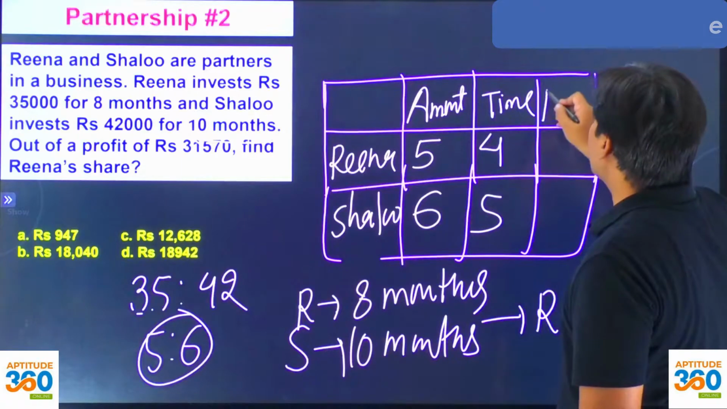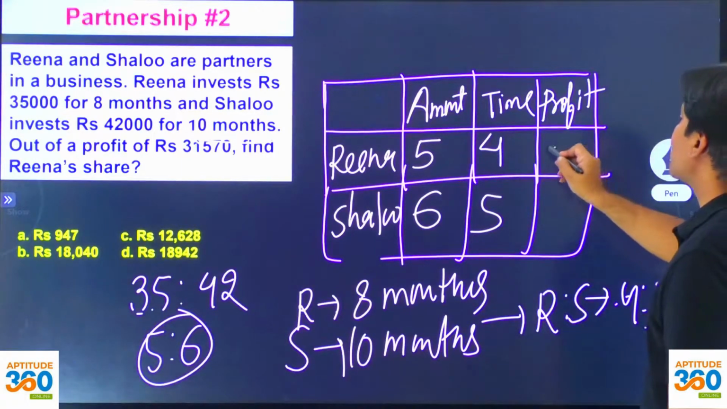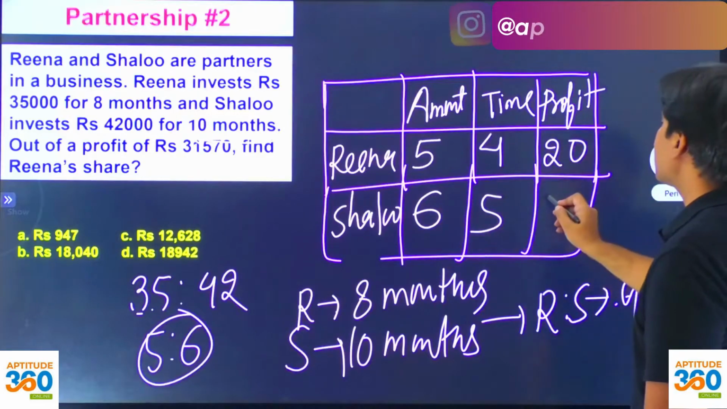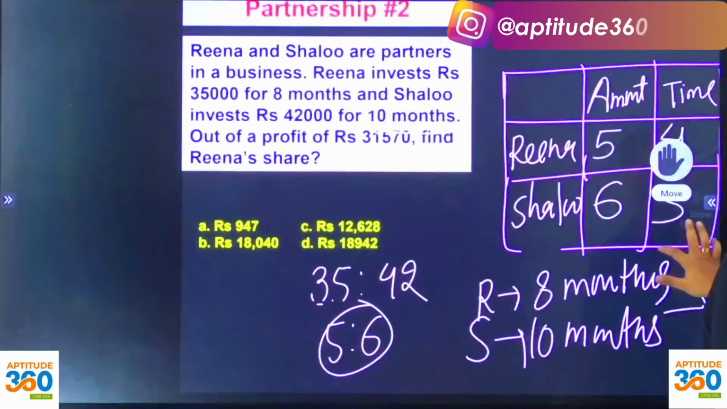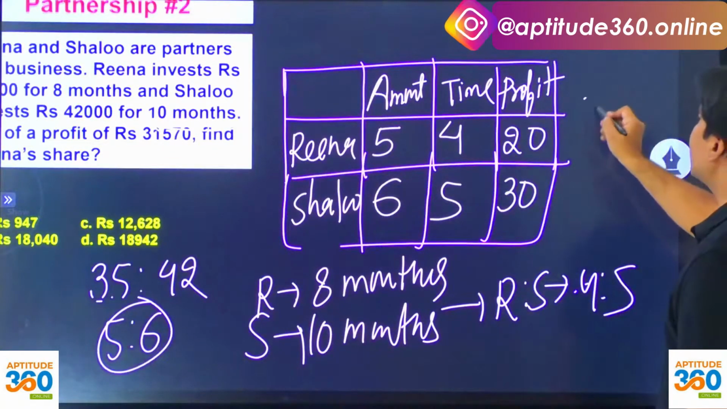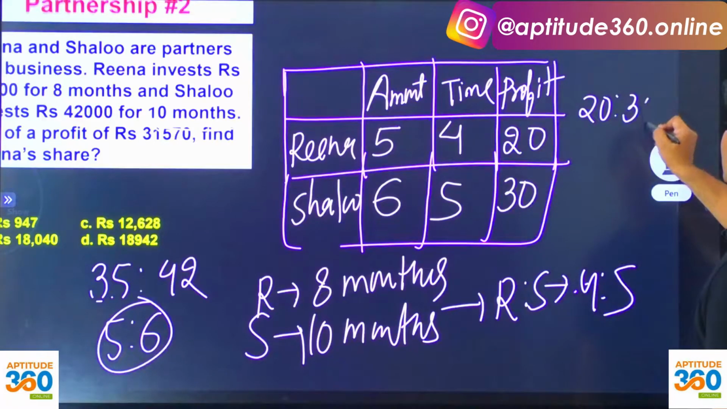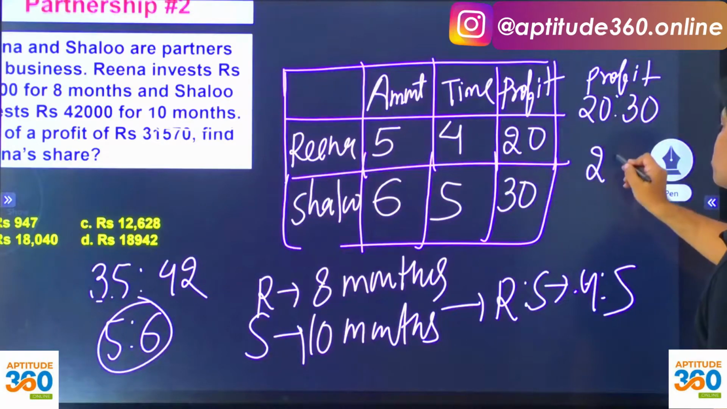So what is going to be the profit? Profit is going to be 5 into 4, this is 20, and 6 into 5, this is 30. So what is going to be the ratio of their profits? The ratio of profit comes out as 20:30. So profit ratio is 20:30, which is 2:3.